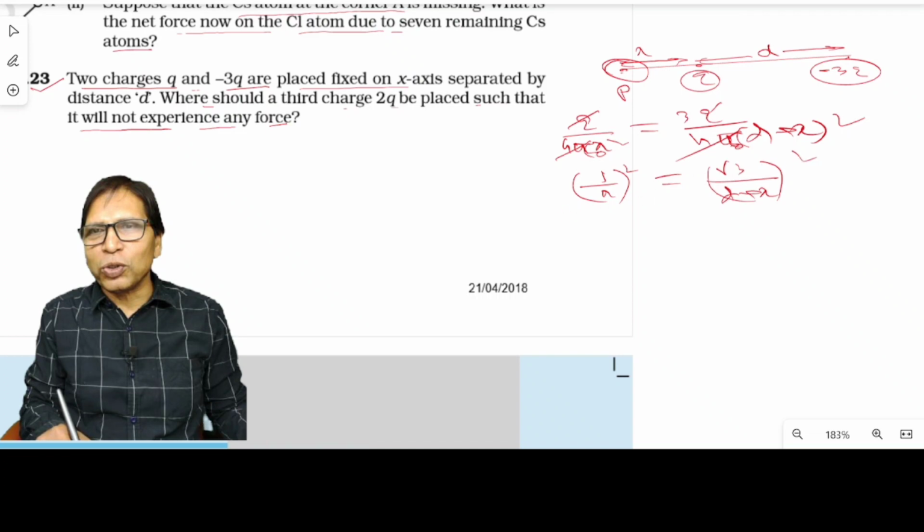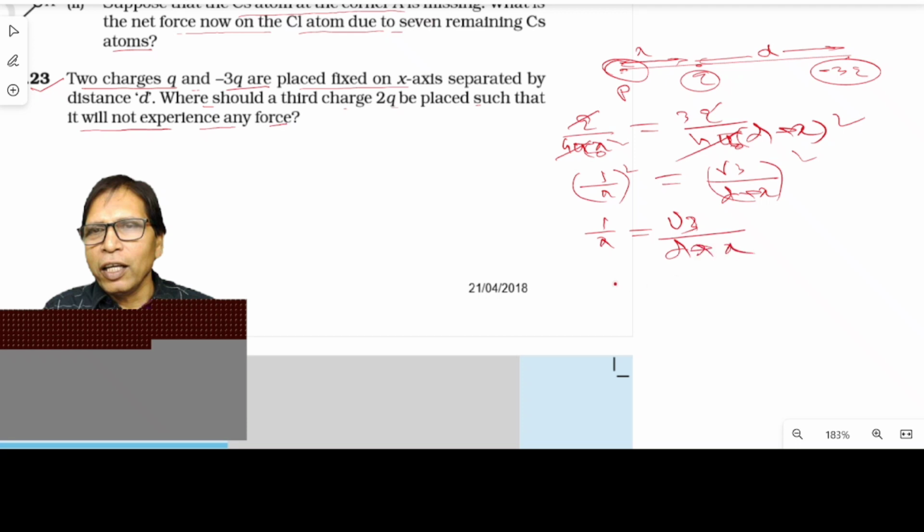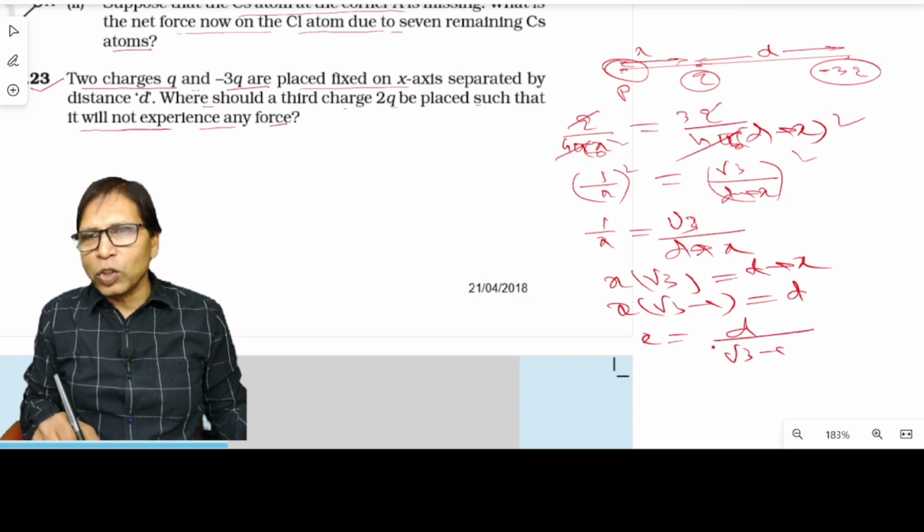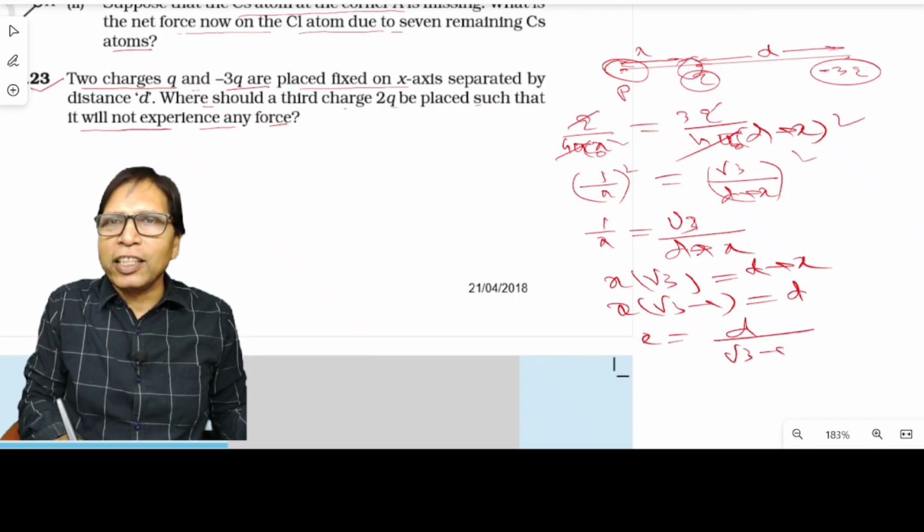Now just calculate x from this equation. Taking the square root, 1 by x equals root 3 divided by d plus x. So x into root 3 equals d plus x. Therefore x equals d divided by root 3 minus 1, measured from the charge Q.